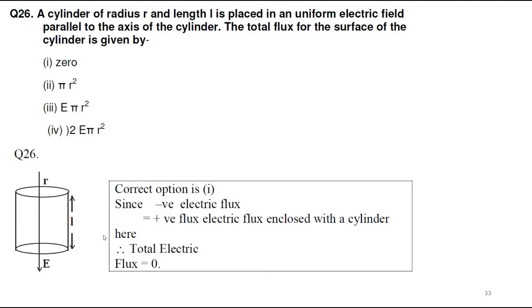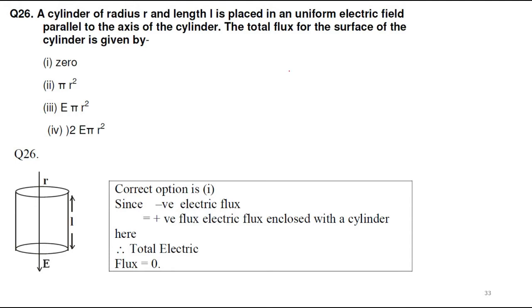This is the official key. The diagram is also given in the key. The correct option is option 1. What is given? Since the negative electric flux is equal to the positive electric flux enclosed within the cylinder, he means numerically they are equal. Therefore, the total electric flux is 0. This is what is given in the key.